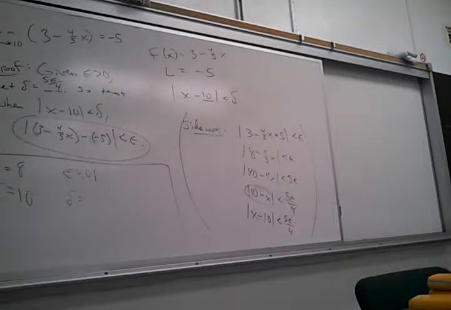Cool? For the inputs, I found out that I have to be within 10, so from 0 to 20. When I plug a 0 into the function, what do I get? 3. Hey, that's the max I said it could be, right? When I plug a 20 into the function, what do I get? Negative 13. And it's because it's a straight line that it's going to match up.